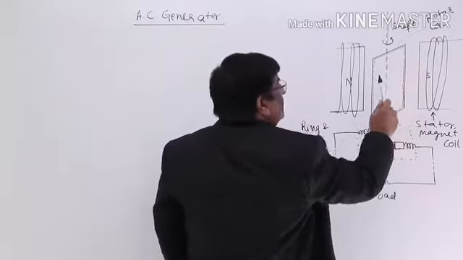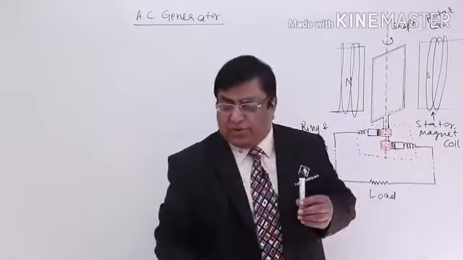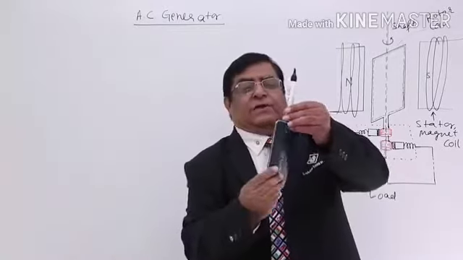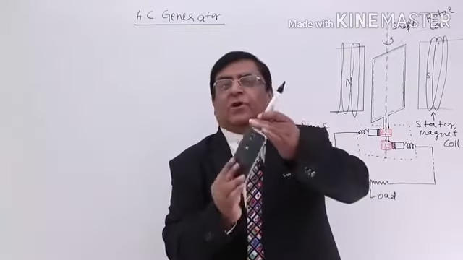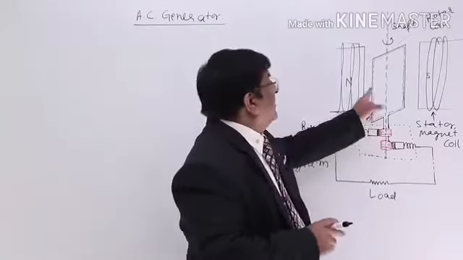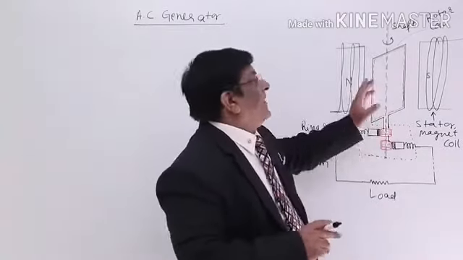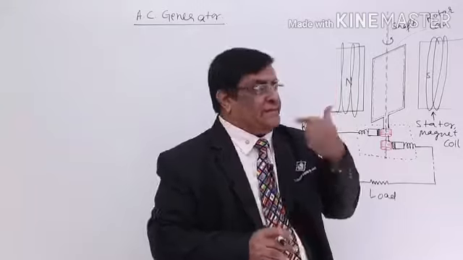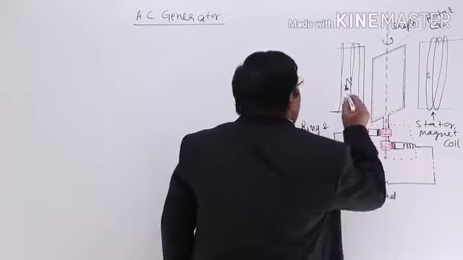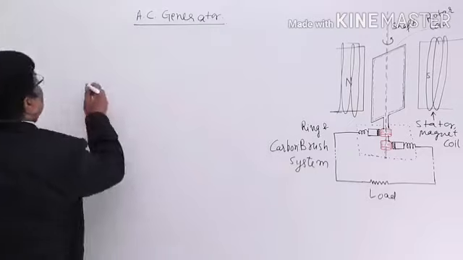We call it rotor coil because this coil is going to rotate. This way it will rotate. So this is called rotor coil. On a frame there is a large number of turns here, and this will rotate like this. Now this is one part, and this we will call as rotor.